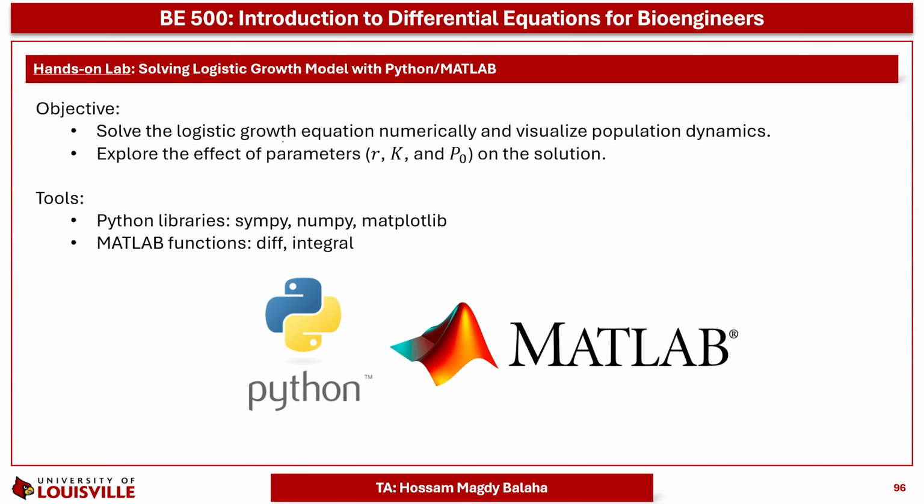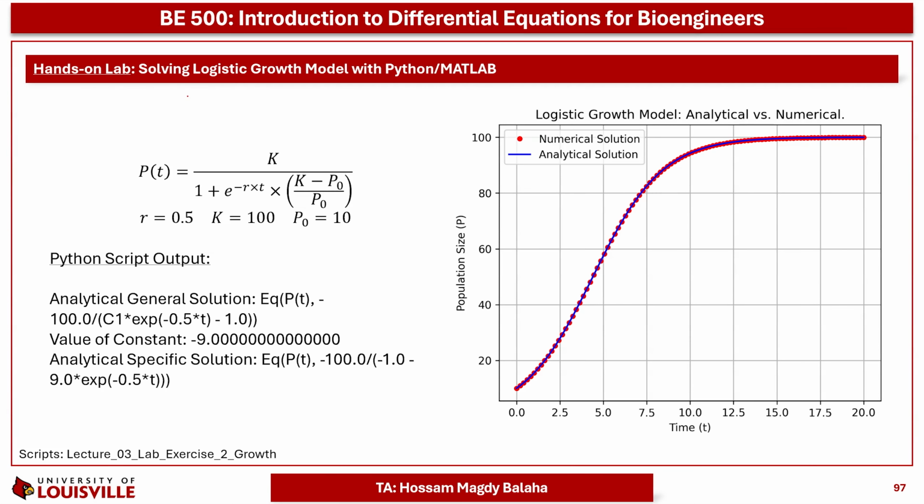Let's start again with the logistic growth model. We got this equation as we derived it earlier in this lecture. We have initial conditions, and we need to apply MATLAB and Python to get the analytical general solution and specific solution. Simply, if you substitute with these factors or constants in this equation, you will gain K, which is 100, over 1 plus, r equals 0.5, so e, the exponential of negative t over 2.